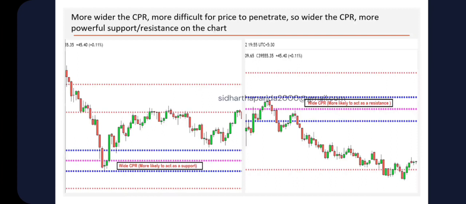Many people even ask me, how many points is a wide CPR? How many points is a narrow CPR? Let me tell you, there is nothing like how many points is wide or how many points is narrow. That all comes with practice and experience. That call you have to take. There's no hard and fast rule, like this many points in Nifty means wide CPR, or this many points in Bank Nifty means narrow CPR. For that, you need analytical skills so that you can identify a narrow or wide CPR.